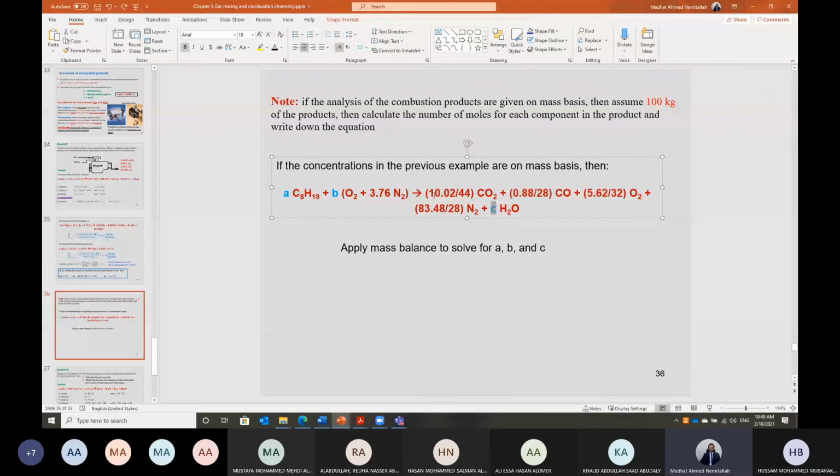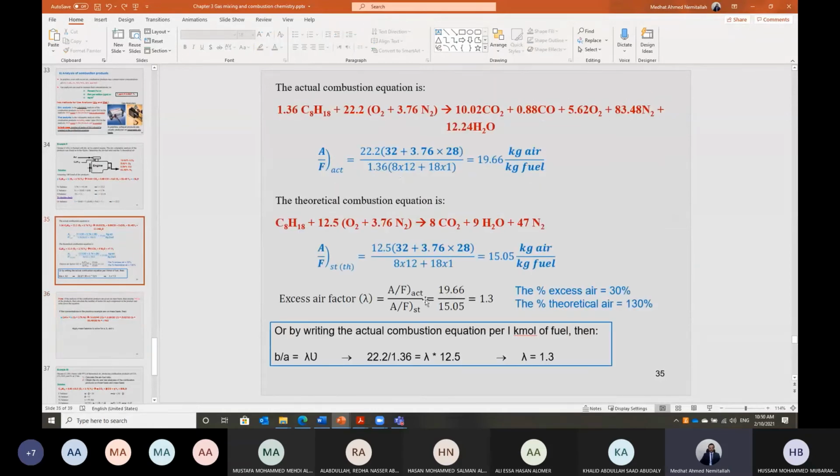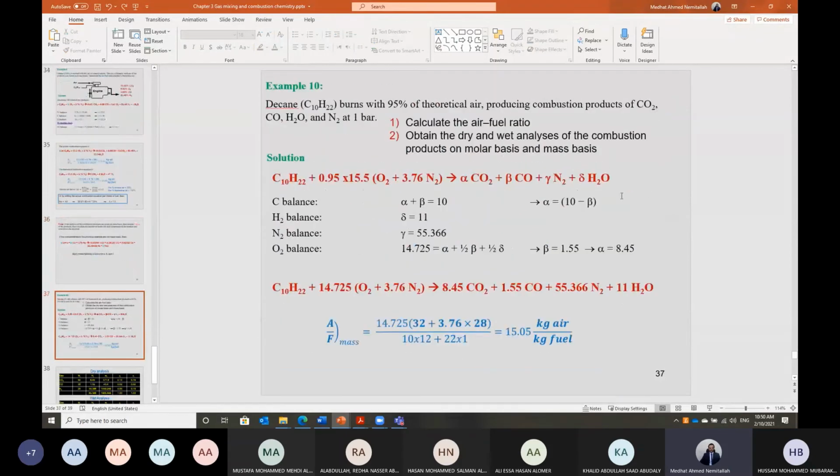Okay. So divide the mass by the molecular weight, we will get the number of moles, plus we add CH2O, and here we assume we have A plus B. And the same way you will be solving for A, B, and C. Then you can calculate the air to fuel ratio. And also you can calculate the excess air factor lambda. We can calculate the lambda value. Is that clear, ya Shabab? Is it clear? Yes.